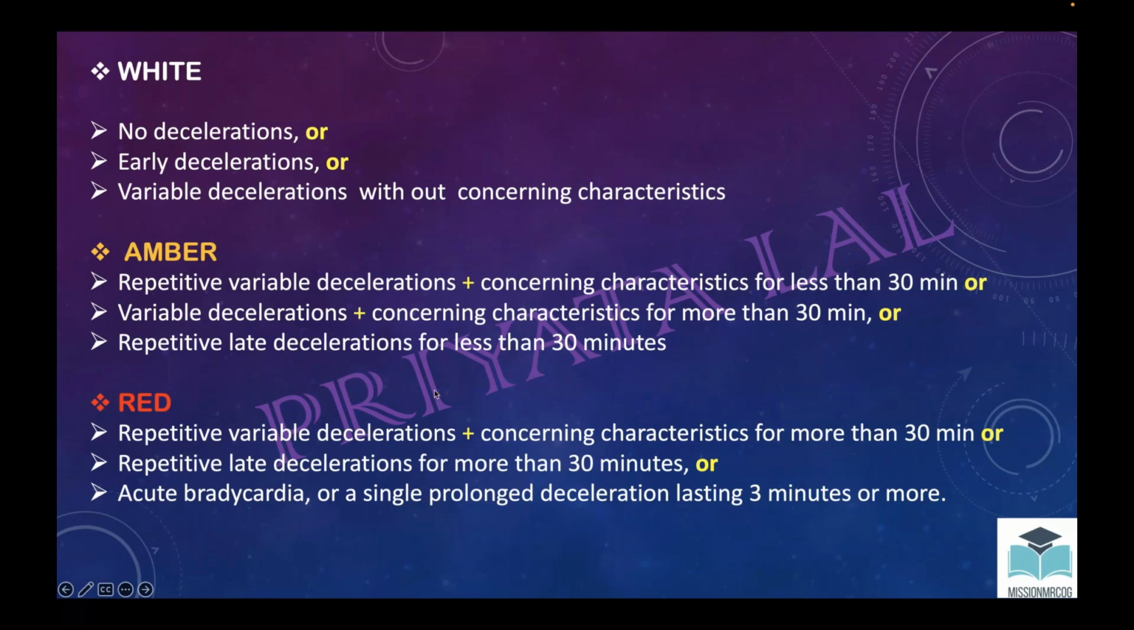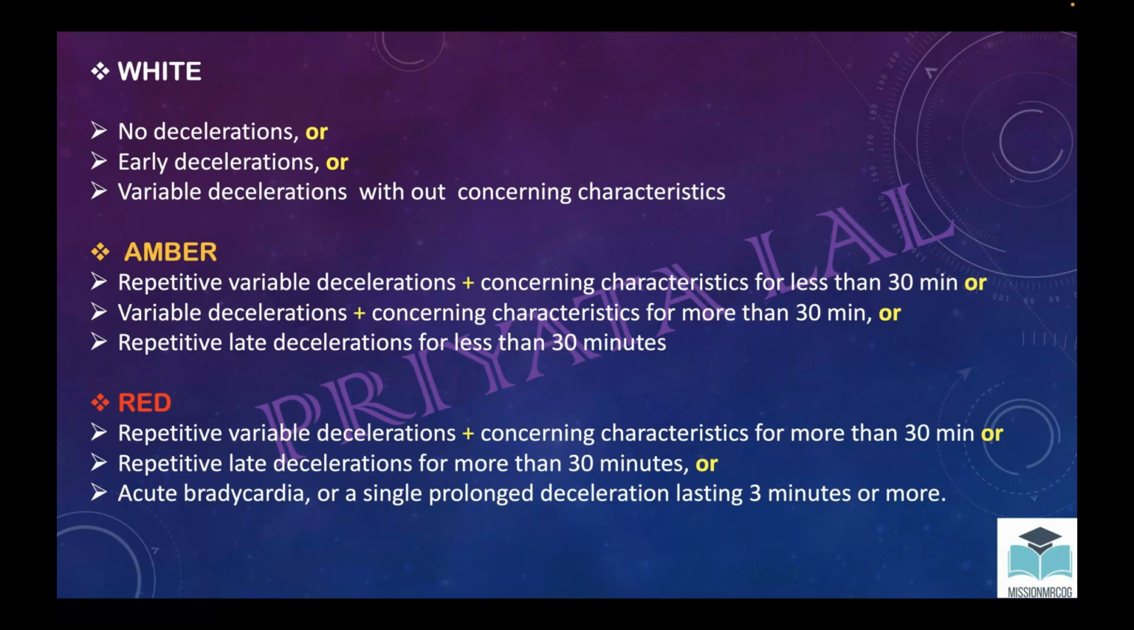Okay, now coming to red. Repetitive deceleration with concerning feature for more than 30 minutes. Repetitive late deceleration for more than 30 minutes. So this is much easier to remember. And a single prolonged acute bradycardia, or single prolonged deceleration of more than 3 minutes. So these are red. I think this way is a little better to remember than the previous classification. But yes, you have to remember it, then only you'll be able to solve questions.